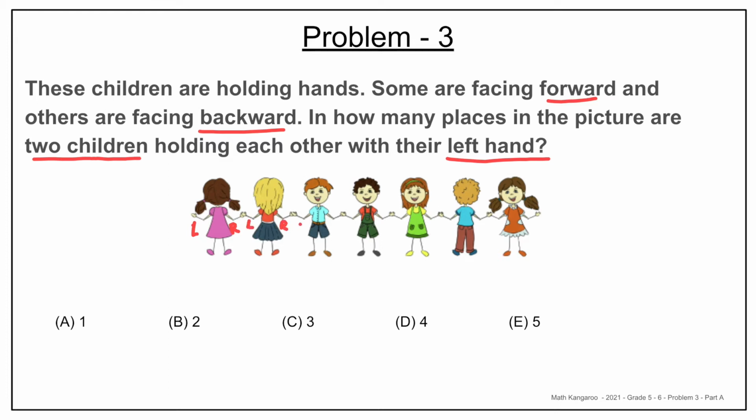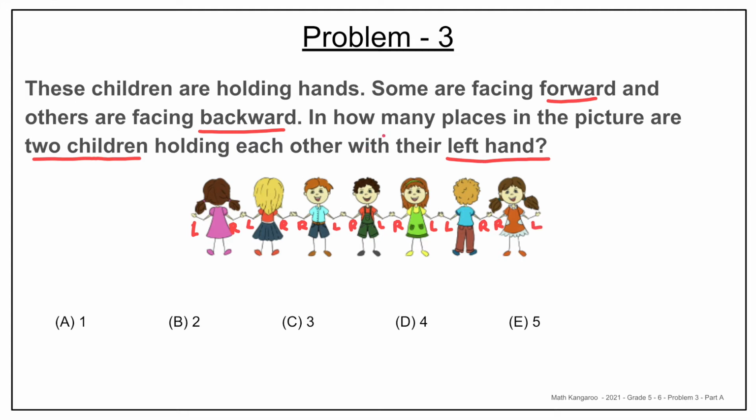The boy is holding with his right hand. This is his left hand. He's holding right, left hand then. And then again, this girl is holding with his right hand. So this is left hand. This boy is holding with his left hand and this is right hand. This girl is holding with his right hand and this is left hand.